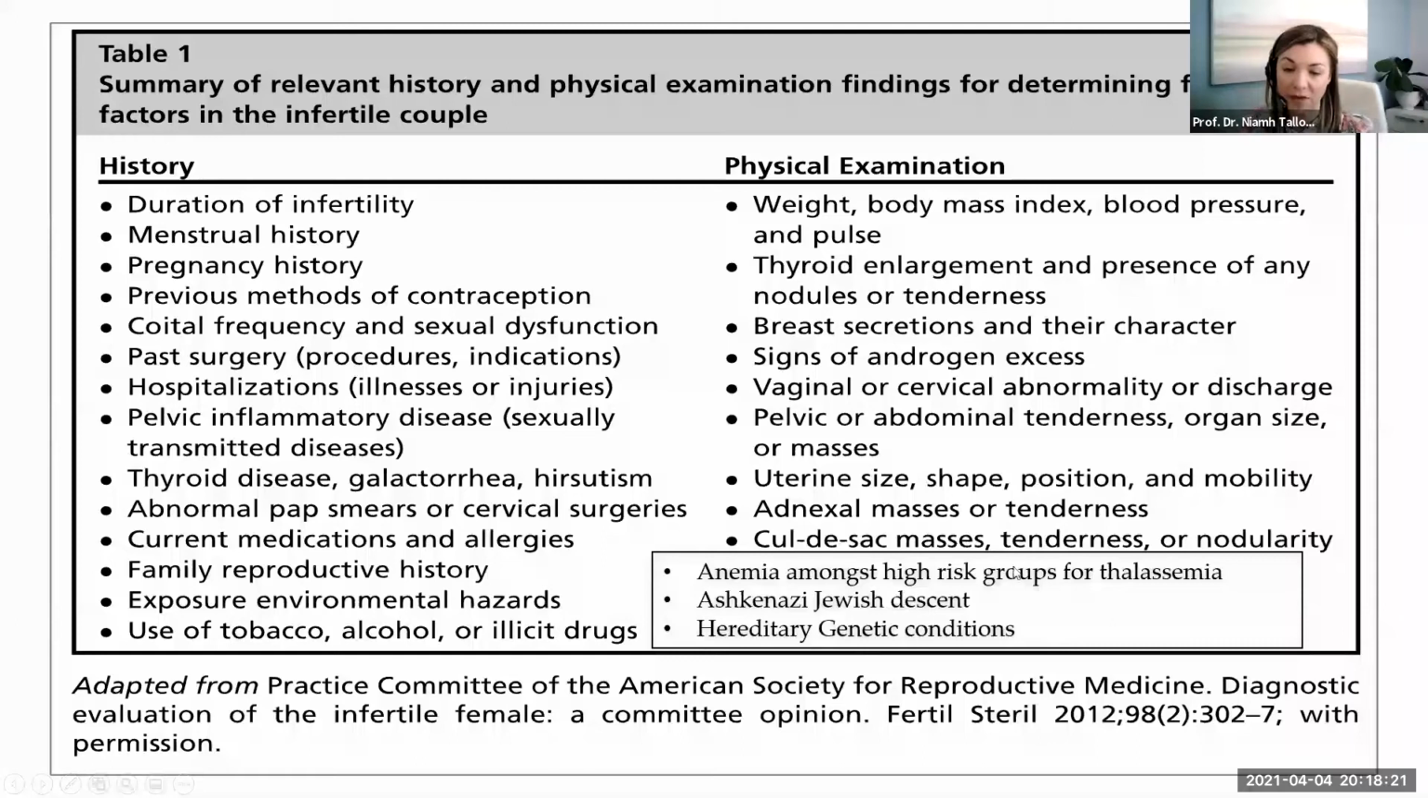And the family history is really important. Certainly we have a large population of Asian descent, Mediterranean descent here in BC, and so we screen all of our patients for thalassemia upon meeting them initially. And we do see a lot of Ashkenazi Jewish descent couples, and they can be offered carrier screening given the autosomal recessive conditions that can be found in that group.